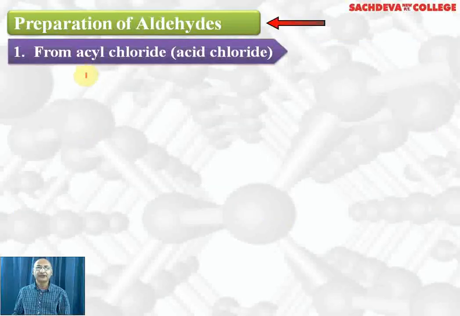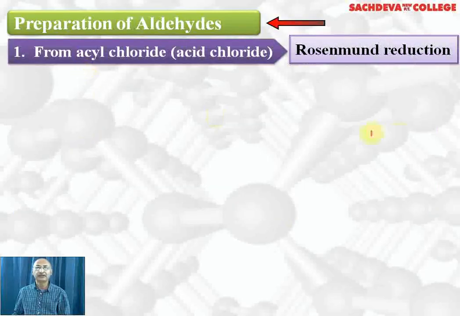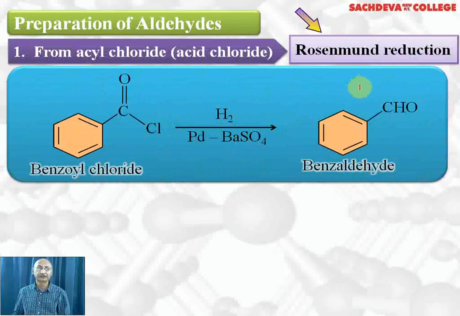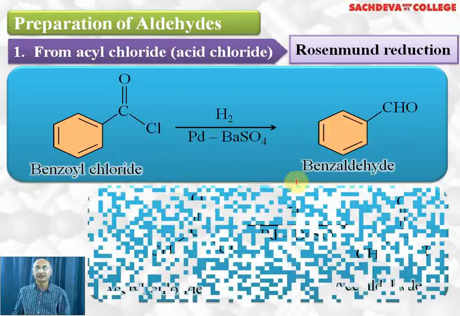Next, we are taking preparation of aldehydes by special methods. First one is Rosenmund reduction or Rosenmund reaction. Here, benzoyl chloride on reduction with hydrogen in presence of palladium and BaSO4 as a catalyst results in the formation of benzaldehyde. The way of understanding the reaction, bond breaks here. One hydrogen takes away Cl and one hydrogen gets attached to this carbon and we get benzaldehyde. So we have converted benzoyl chloride to benzaldehyde.